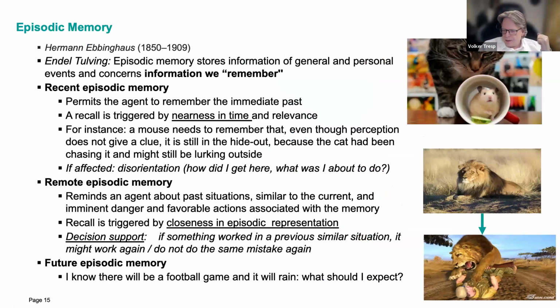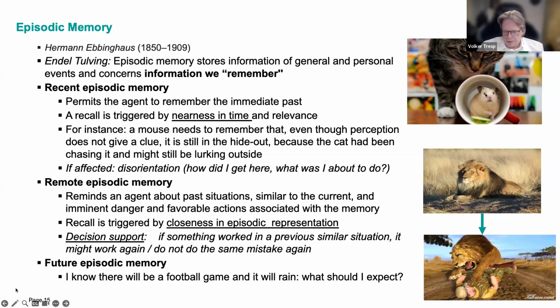Then episodic memory is about things we remember. And we distinguish between recent episodic memory, so that tells you why you are where you are, why you are in this room listening to this talk. So here, for example, this poor mouse, if the mouse forgets that it's in this cup because the cat was chasing it, it will not live very long.